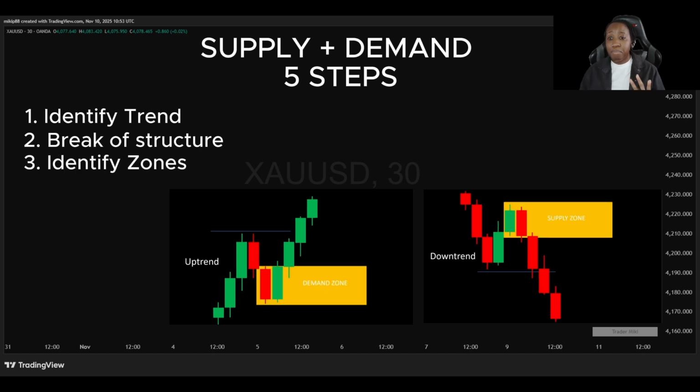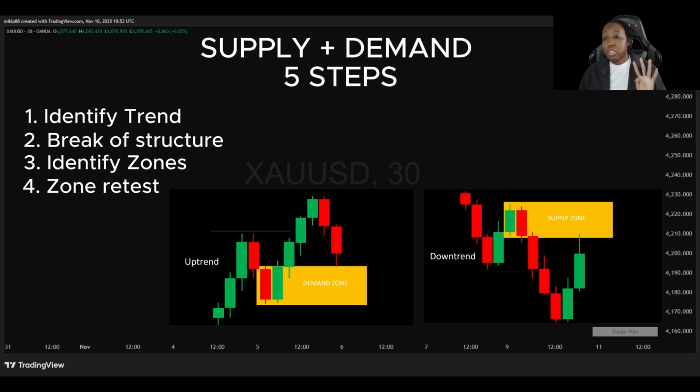The third step is identifying your supply or demand zone. For buyers, you need to find the last bearish candle before the bullish push up that broke the structure like this, from top to bottom wick. For sells, you need to find the last bullish candle before the bearish push down that broke the lower low like this. Now you have your zone, we're at the fourth step, waiting for a retest of the zone.